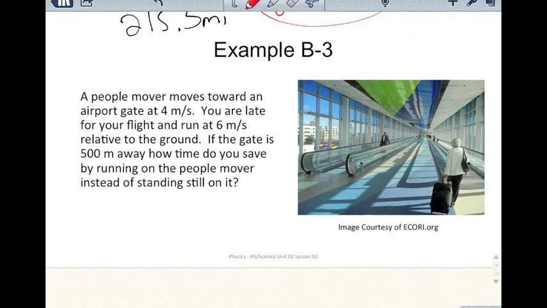This is a people mover, moves you towards an airport gate at 4 meters per second. This is a relative velocity question. You should be able to figure out that you would save 75 seconds by walking.